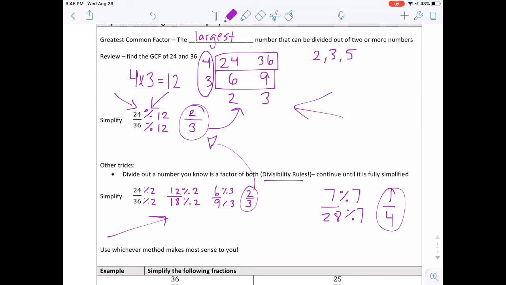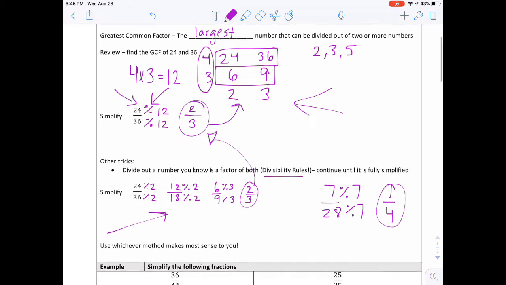Now for this video, I'm going to do all of mine using the cake method. If you choose to use a different method, just go ahead and watch it, and if you get a different answer, you can always ask your teacher for help.